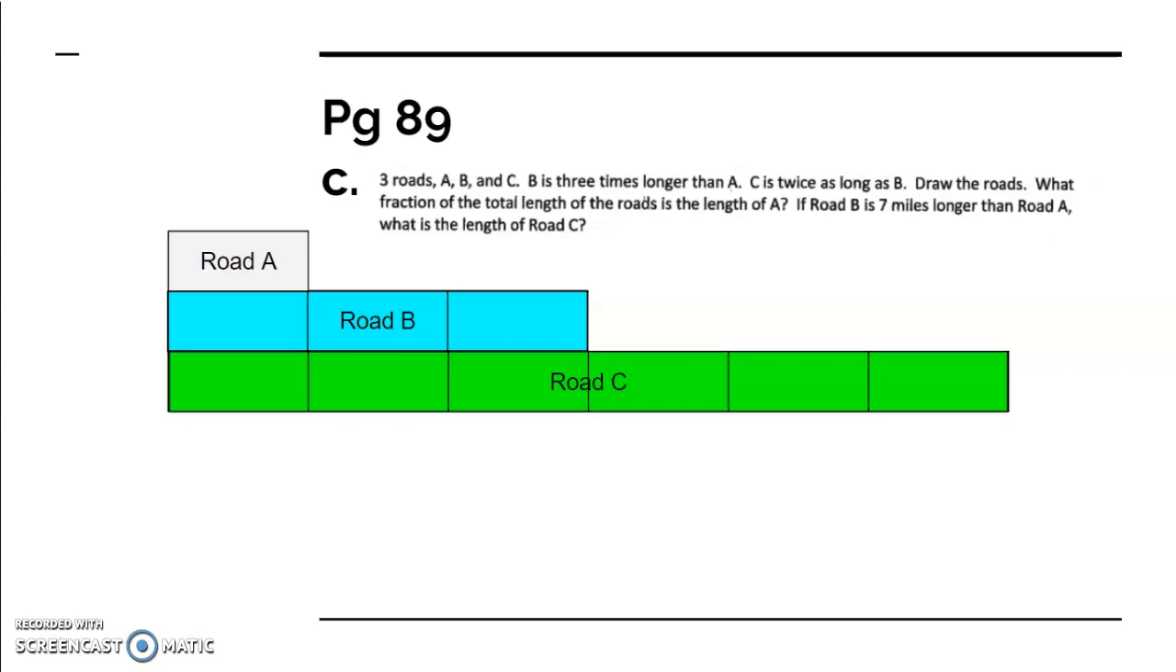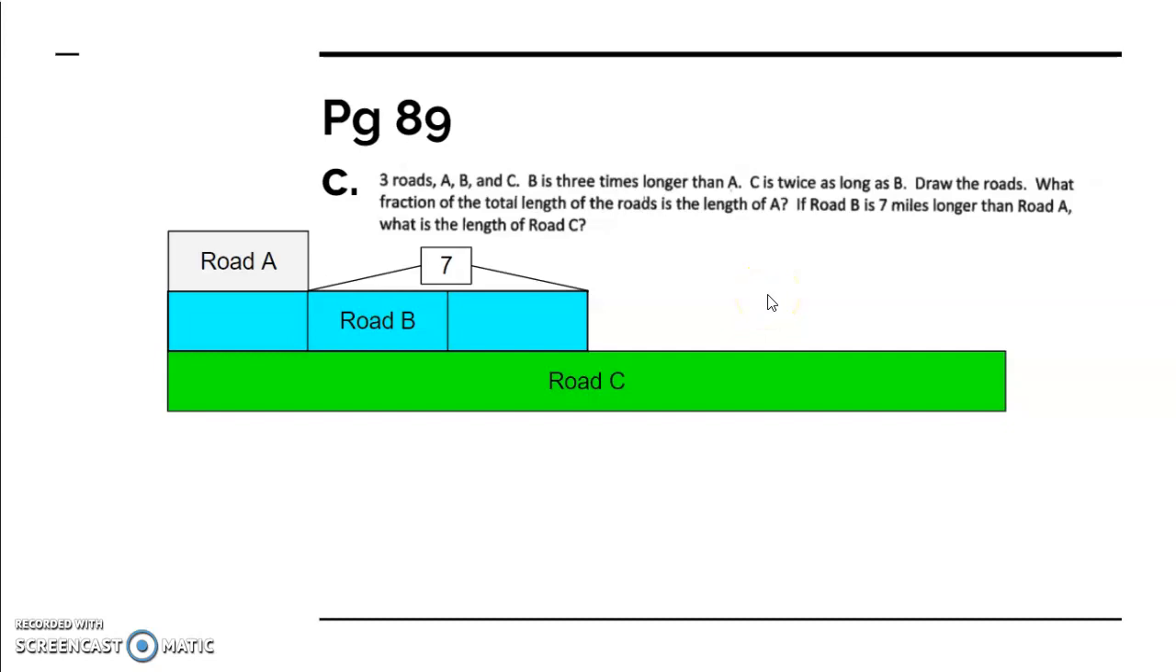Now I'm going to move on to the second question of this part C, but I'm going to go on to another slide, so don't freak out. It's going to look a little different. It said, if road B is 7 miles longer than road A, what is the total length of road C? So I'm going to take the rest of my road B, because it says it's 7 miles longer than that, and label that as 7.